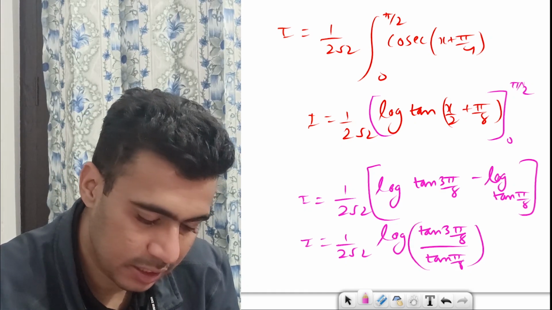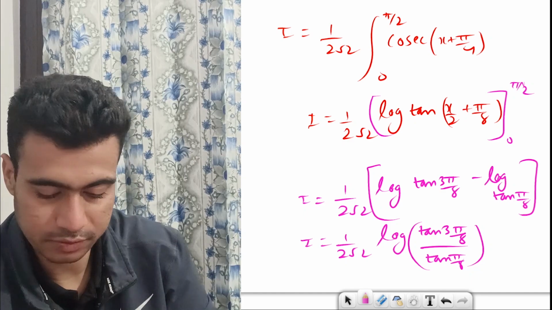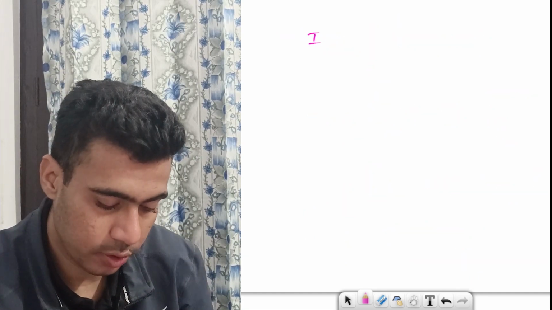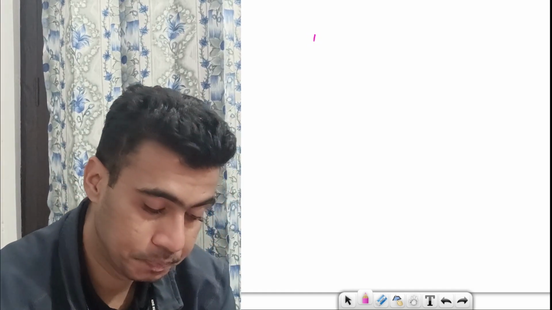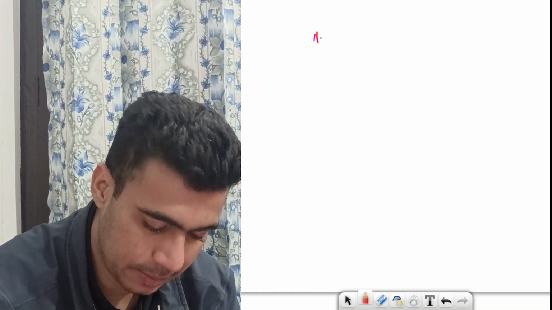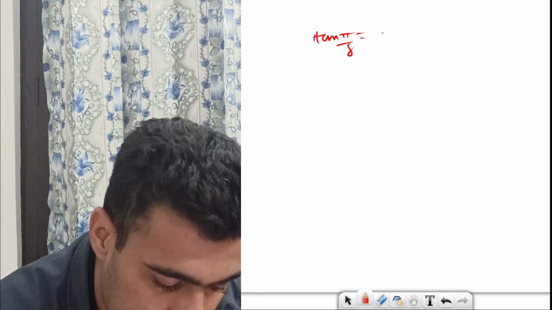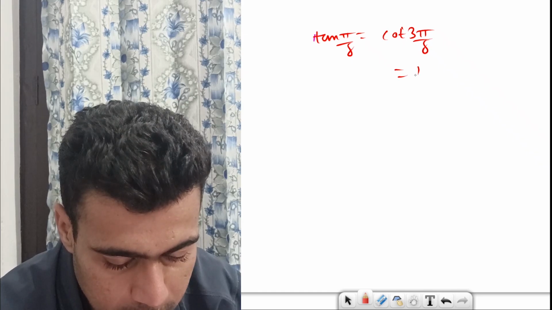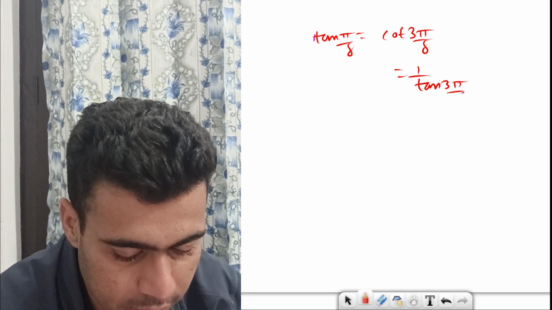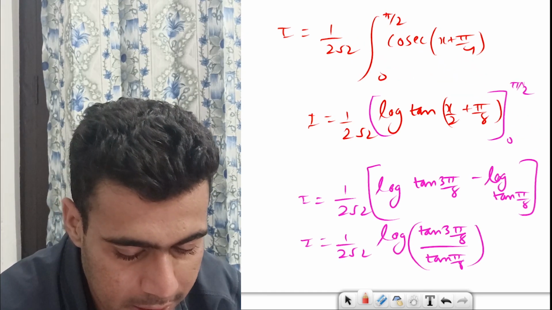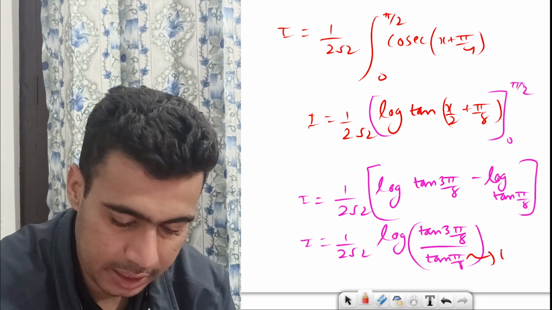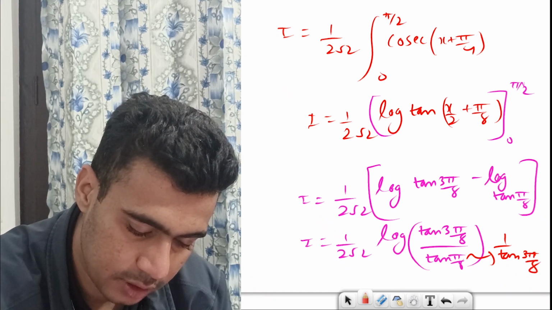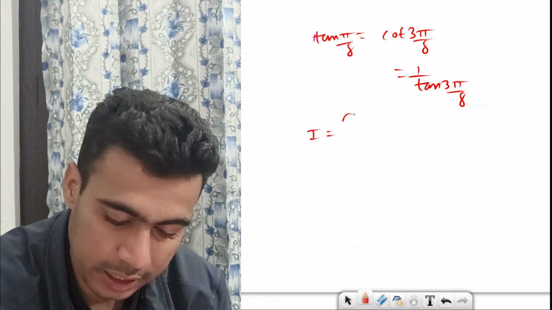Now you know one thing very well, that tan 3 pi by 8 is root 2 plus 1. Before that, I can write it separately: your denominator tan pi by 8 you can write as cot 3 pi by 8, and cot 3 pi by 8 is basically 1 over tan 3 pi by 8. So when you replace your denominator by 1 over tan of 3 pi by 8, it becomes tan square 3 pi by 8 in the numerator.